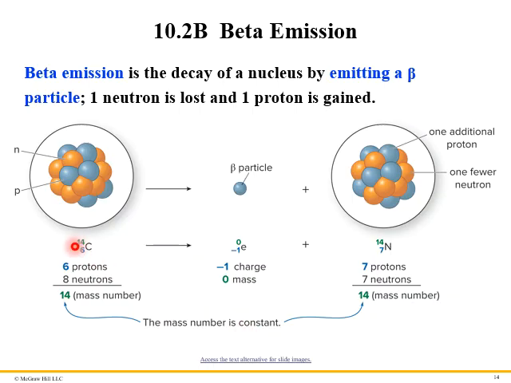In my case, I have, in this example, 14 and 6, so that's carbon. I know that because of that 6. I go to my periodic table and I look for element number 6, that's going to be carbon. 14 minus 6, that's 8 neutrons.